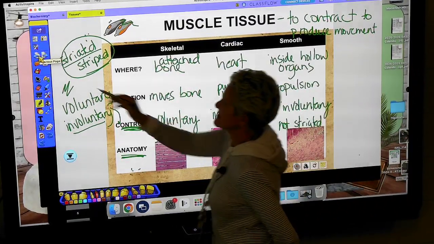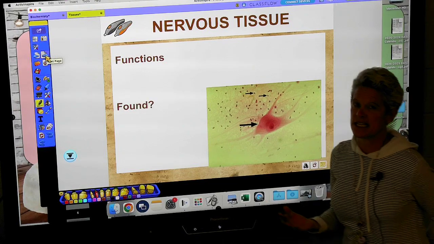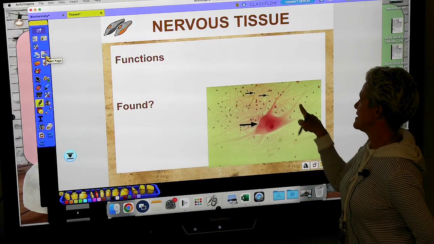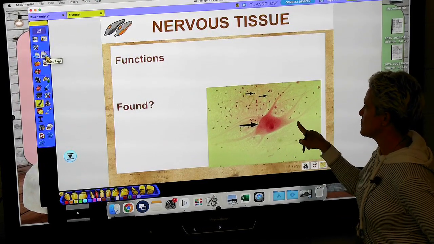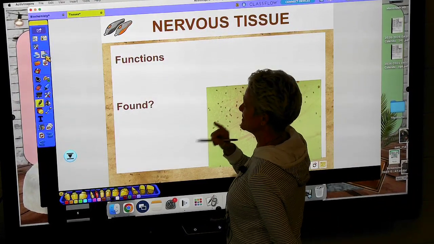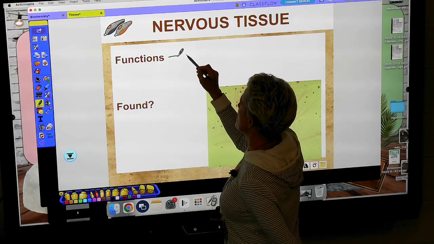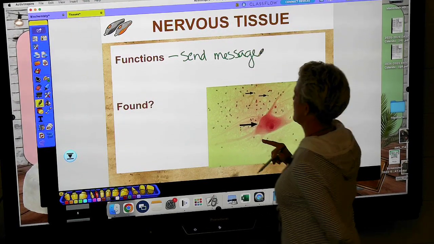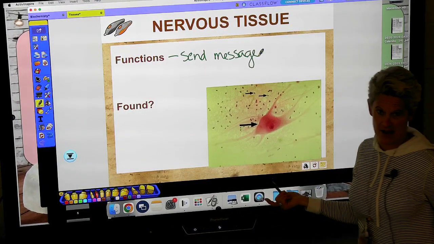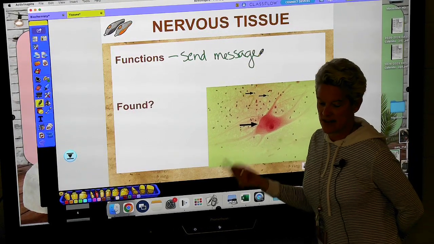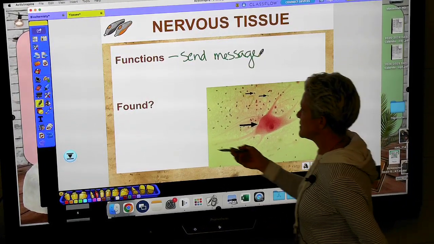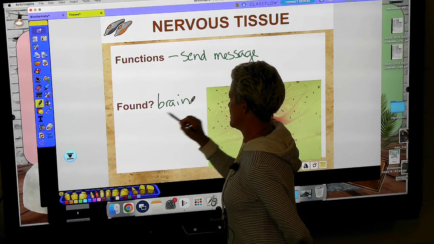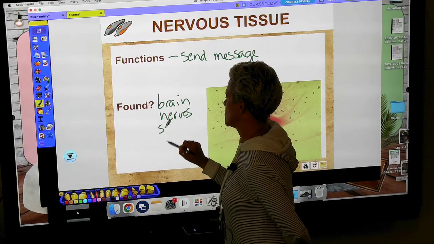And then the last type of tissue is nervous tissue. And this one's pretty easy because there's only one by itself. When we looked at them the first day that we did this, it was the one with the big blob. I'm going to go over what that is in a second. The function, obviously, is to be able to send messages. So this one has the ability to communicate. When we get to the nervous system, we'll find out how that happens, like what's going on inside the nerves and the nerve cells in order to send a message. Obviously, it's found in nervous tissue, like the brain, in the nerves, in the spinal cord.